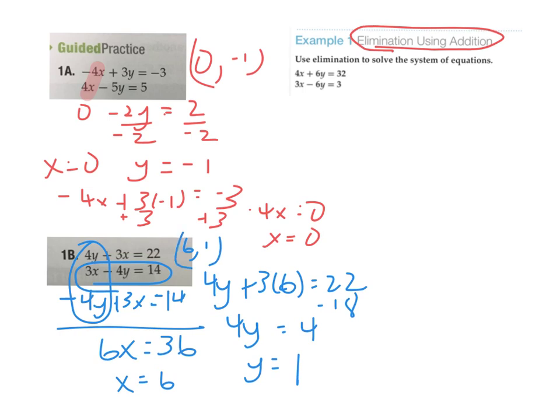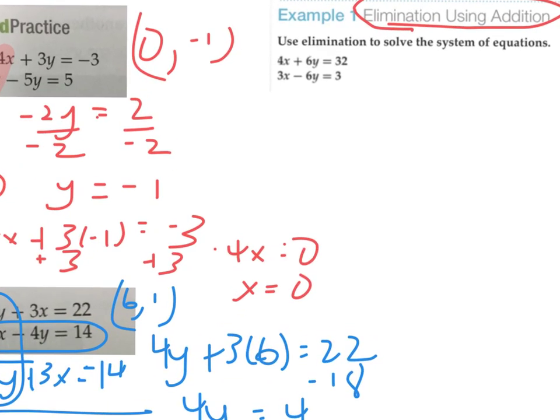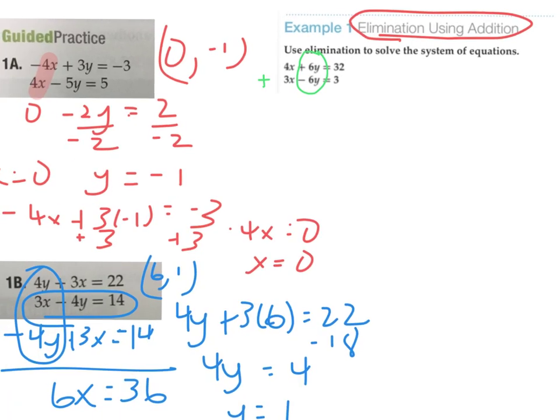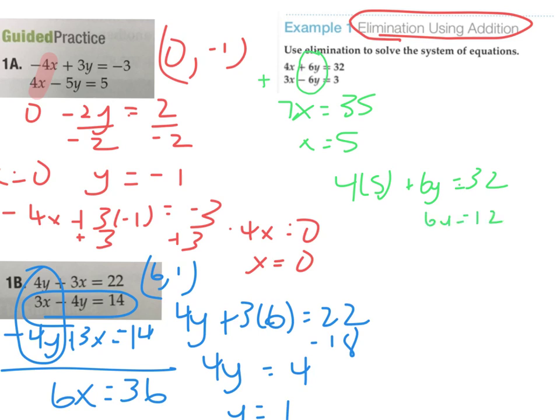The last problem has it inside, so we have the same thing inside. So those letters, if I add, would cancel, and so when I add, I get 7x equals 35, then x equals 5. And then I can plug it back into either of the equations. So I'll plug it back into the top equation, so 4 times 5 plus 6y equals 32, and that's 20, and if I subtract that, that'll give me 12 equals 6y, divided by 6, I get y equals 2, so my answer is 5, 2.